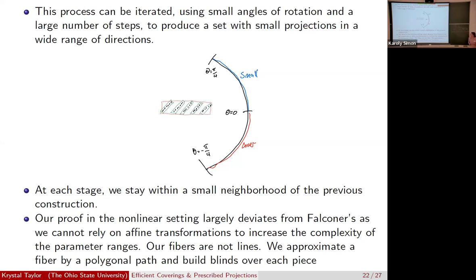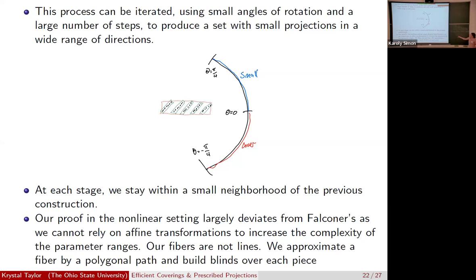So our proof in the nonlinear setting largely deviates from Falconer's, as we cannot rely on affine transformations to increase the complexity of the parameter range. So Falconer has this very clever argument where he runs the Venetian blind construction, and then he replaces each one of his slants, as little blind pieces, by these horizontal pieces. You can apply this affine transformation, and the whole fruit of applying this affine transformation is expanding the range, the complexity of your small and your covering parameters.